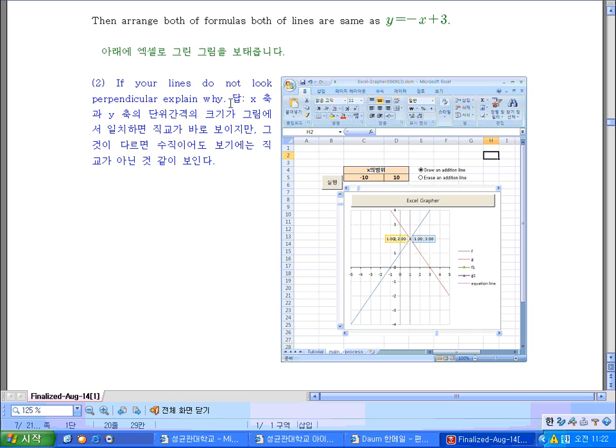But there was a question like this: if your line does not look perpendicular, then explain why. As you see here, these two equations are perpendicular, but it doesn't look perpendicular. What is the reason, Mr. O? What can be the reason?